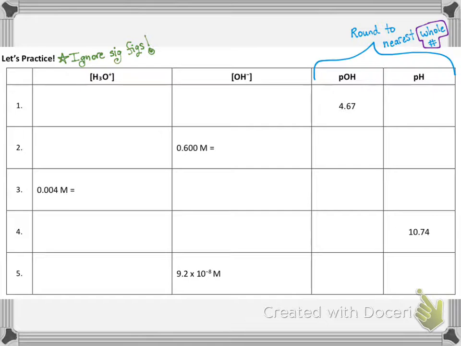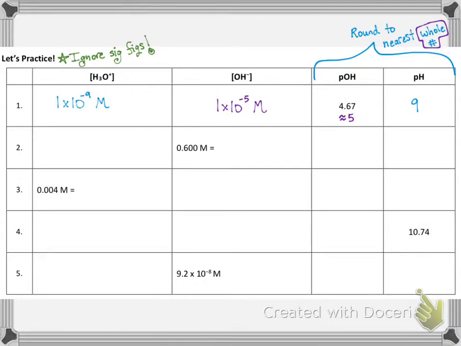So 4.67, that's pretty much 5. And if the pOH is 5, the concentration of hydroxide is just 1 times 10 to the negative 5th. Of course, if the pOH is 5, 14 minus 5 gives us 9 for the pH, which means the concentration of hydronium is just 1 times 10 to the negative 9th.